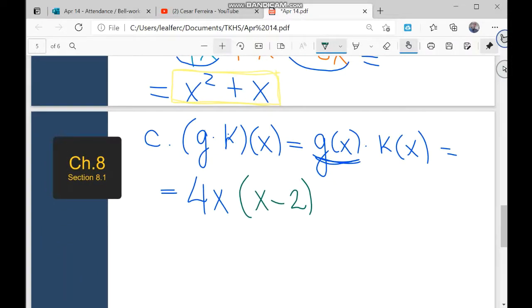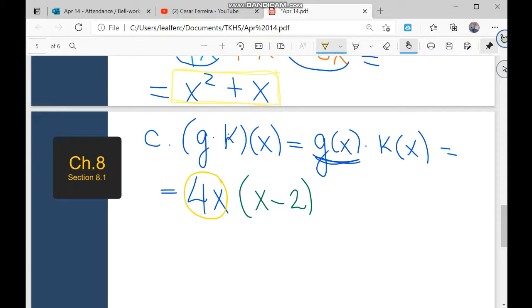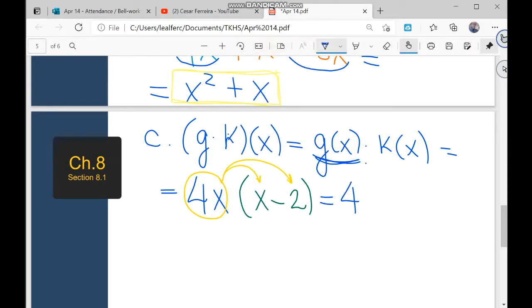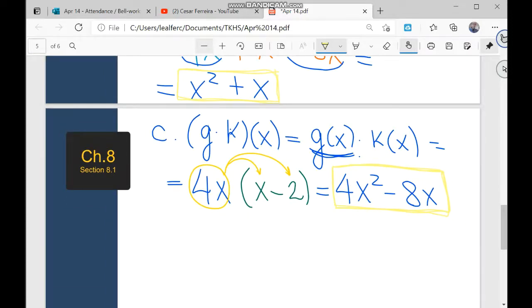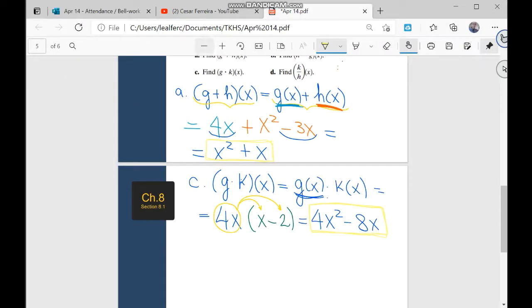And we need to apply the distributive property. Remember this from the very beginning of our course, distributive property. So you multiply 4x times x is 4x squared, and 4x times negative 2 is minus 8x. That's the right answer. And I'm going to show the whole thing. Tell me if you have any questions.